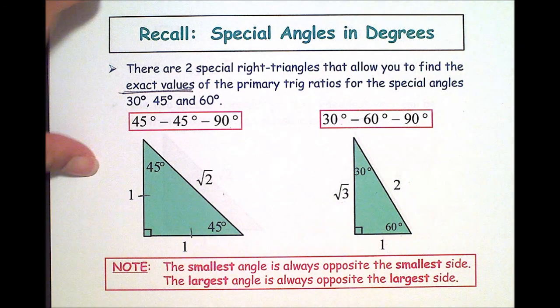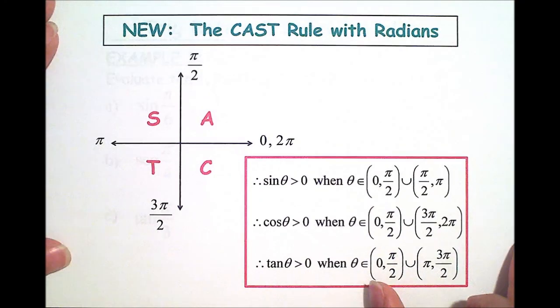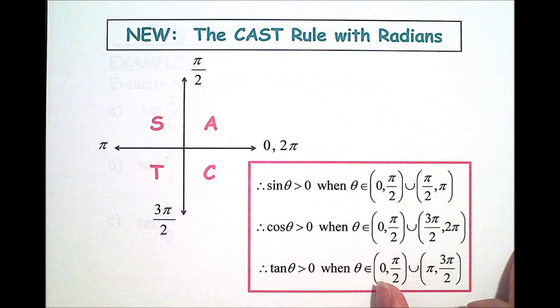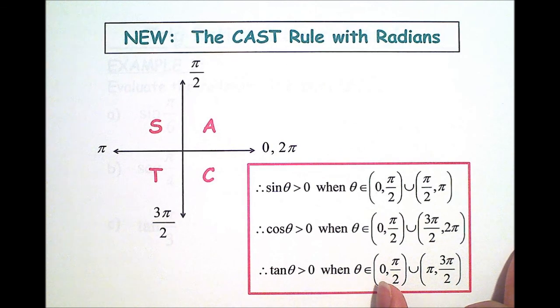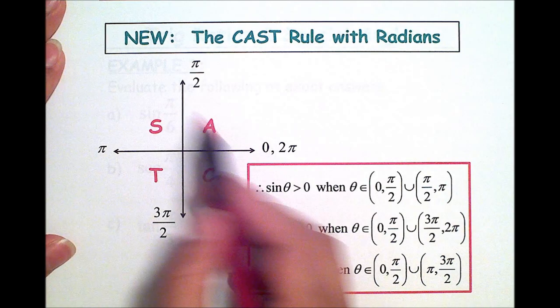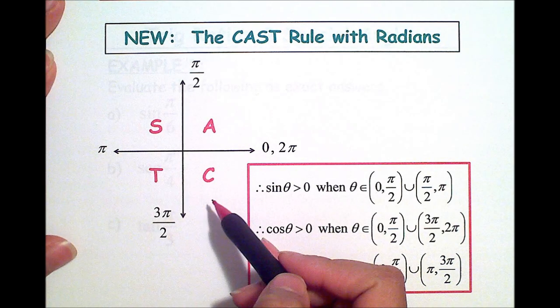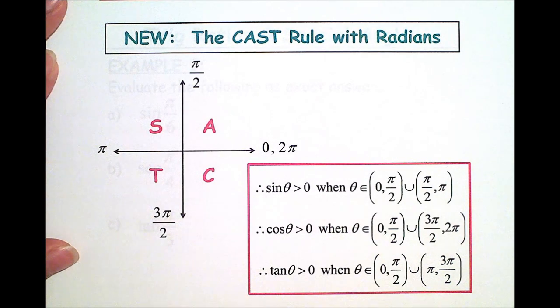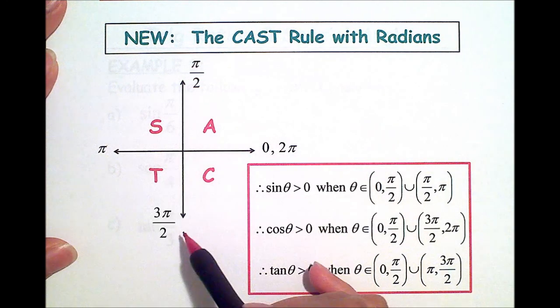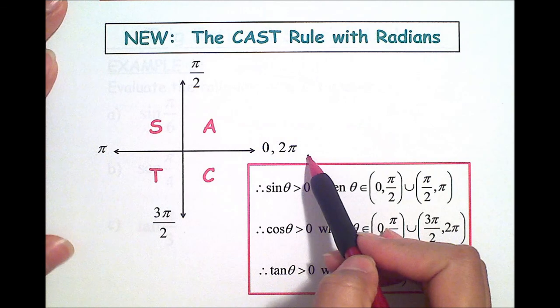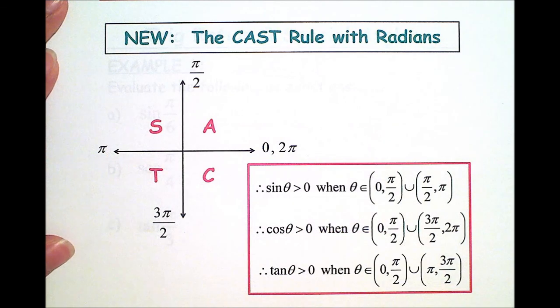So what we're going to look at now are the CAST rule with radians instead of looking at it in terms of degrees. And then we're also going to look at the special angles in radians as well. So the CAST rule with radians, if you take a look at the CAST rule, it's still exactly the same. The only thing you need to remember is that instead of looking at this as 90 degrees, 180 degrees, 270 degrees, and 360 degrees, now you're looking at the angle measure in terms of radians.